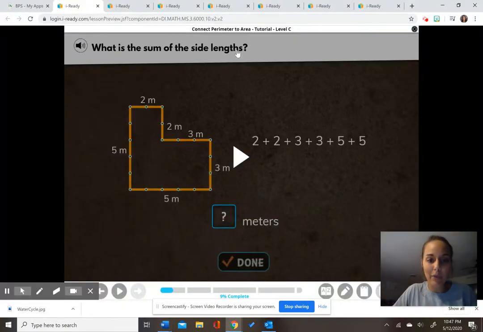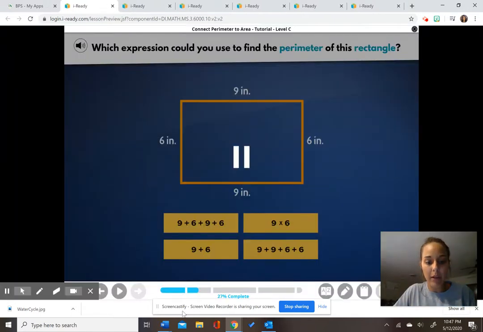You don't have to know what that word means. But this one, they actually give you all the sides, so it's actually very simple. So all you need to do is add it up in order to find the perimeter. So that's it. That's a very short way to explain what perimeter is.